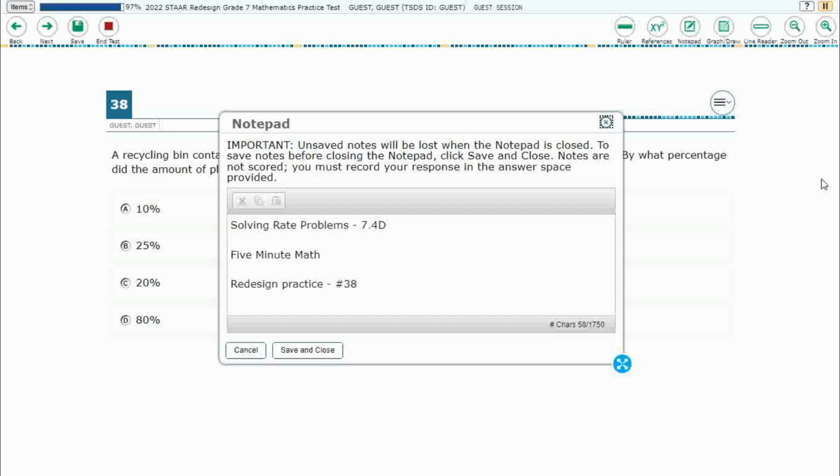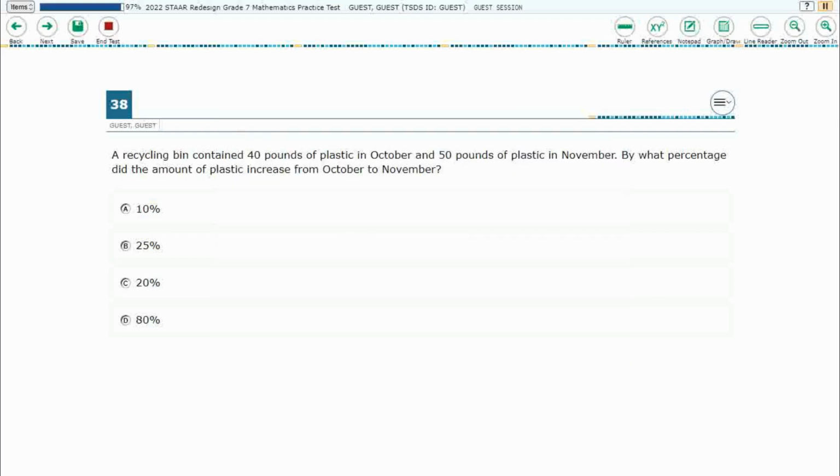Today we are looking at the 7th grade concept of solving rate problems. This is standard 7.4D in the great state of Texas, and we are using item number 38 off the Redesign Practice Online STAAR test. If you haven't done so already, please go ahead and take a moment to pause the video, work this problem out on your own, unpause it, and we will look at our answers together.